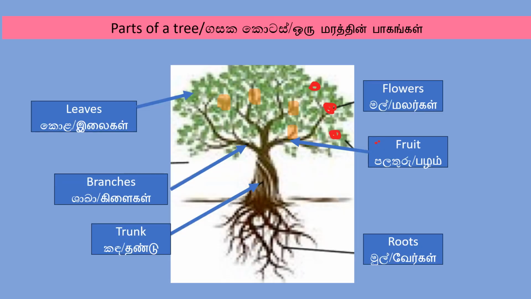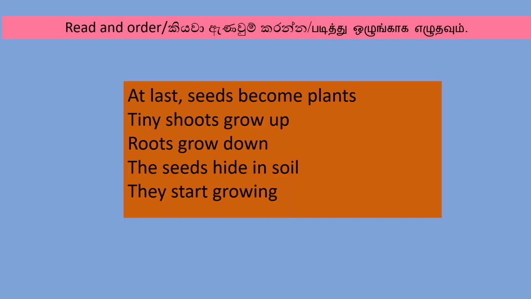Parts of a tree. Leaves, branches, trunk, flowers, fruit, roots. Read and order.